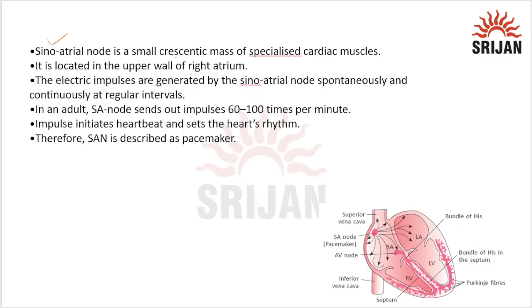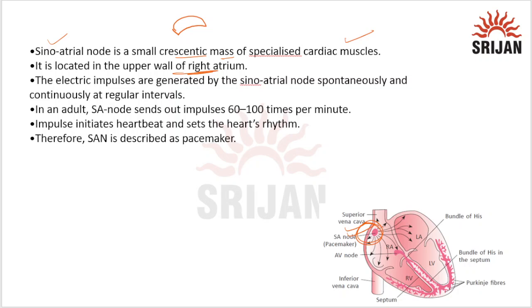So it is a small crescentic mass. Crescentic means looking like a moon. So it will be like this. So this is like a crescent. So a crescentic mass of specialized cardiac muscles. It is located in the upper wall of the right atrium, as you have seen in the diagram also. It is the upper wall.